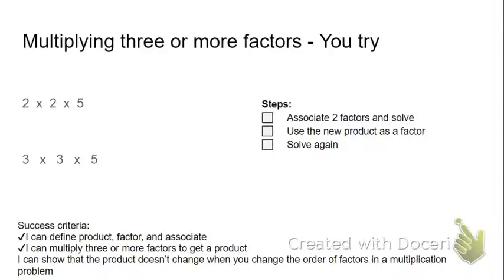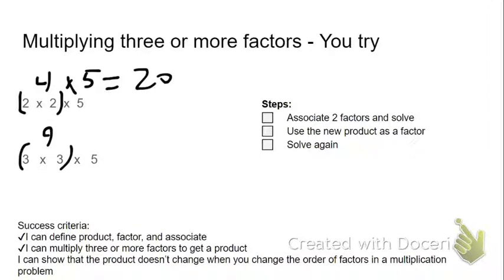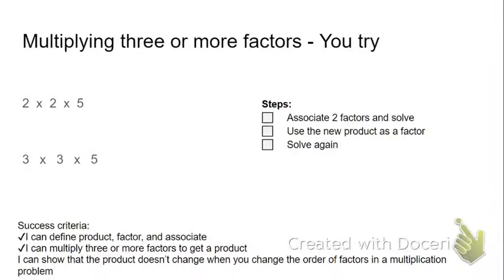All right, let's take a look. 2 times 2, that's 4. 4 times 5, that's 20. 3 times 3, we already know that's 9. And 9 times 5, we already know that's 45. Did you notice this is the same problem as last time? I didn't, but we're going to keep it. All right, so you should be able to multiply 3 or more factors to get a product.